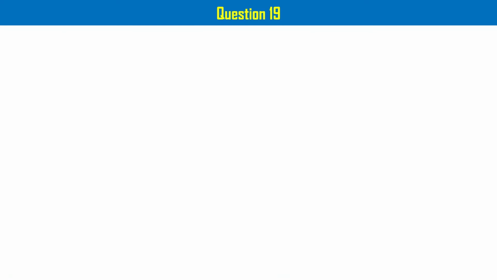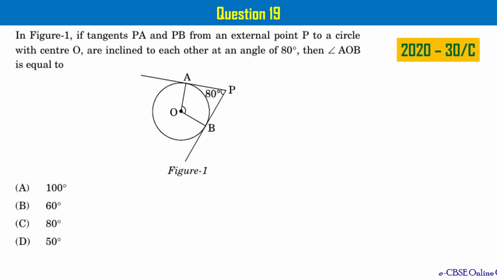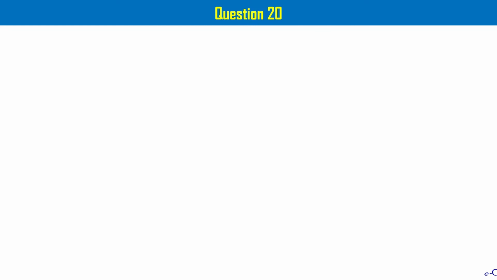Let's go to the next question, that is question number 19. In figure 1, if tangents PA and PB from an external point P to a circle with center O are inclined to each other at an angle of 80 degrees, then what is angle AOB? This is almost similar to what we have done just now. So try to solve that problem using the concept you have learned so that you will get choice A as the answer. Please try to do this. Let's go to the next question, that is question number 20.